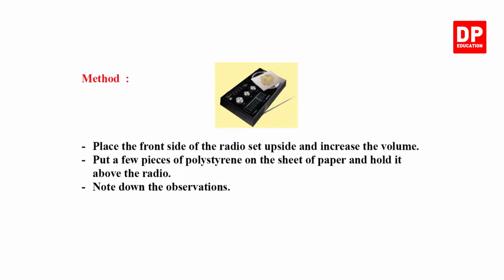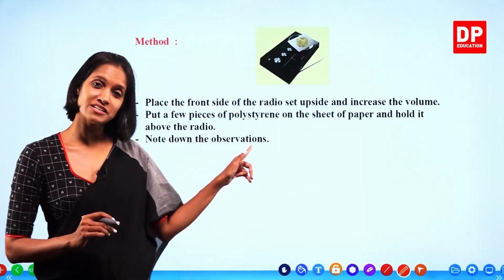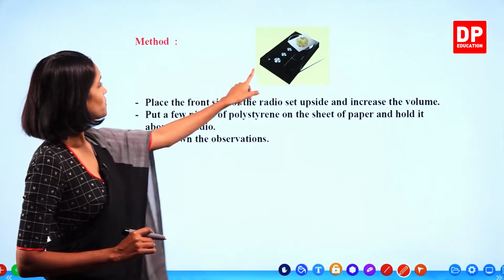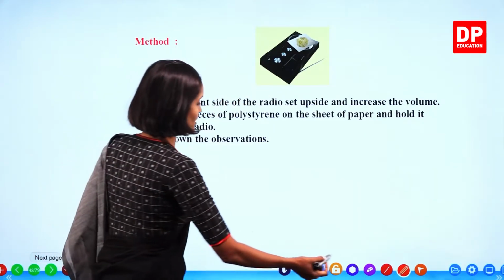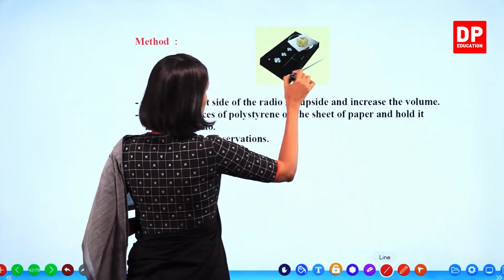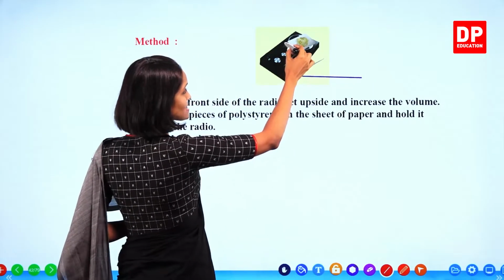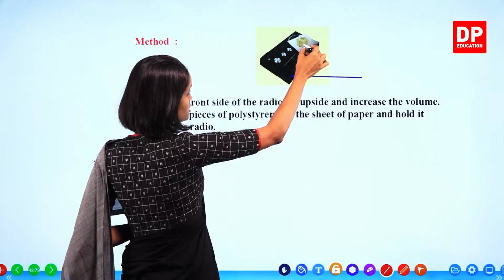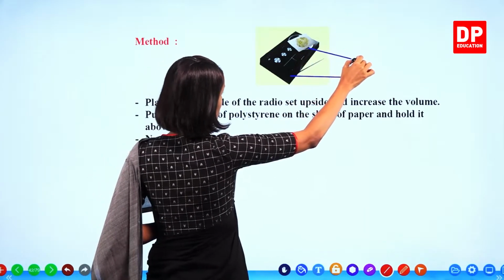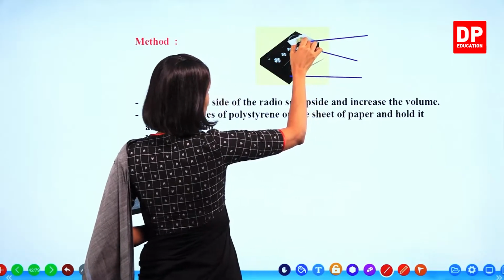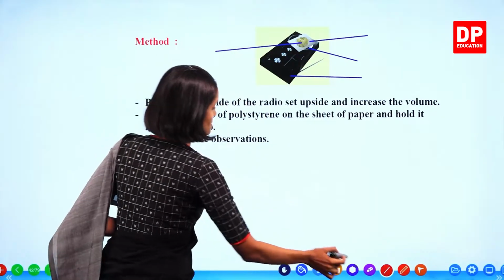How to do the activity? You can do this activity also at home very easily. So look at this diagram. We will label the diagram first. You can see this is the radio. You can see this paper is placed on the speaker part of the radio. This is the speaker. This is the paper and polystyrene balls.